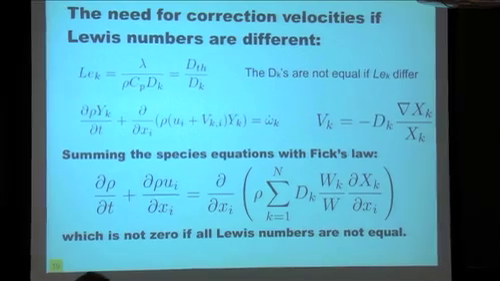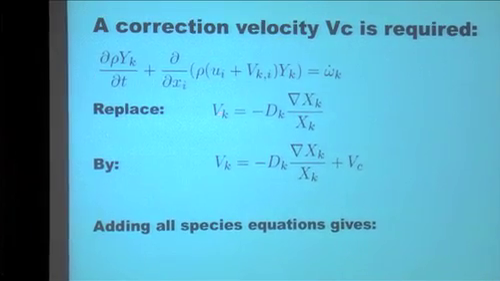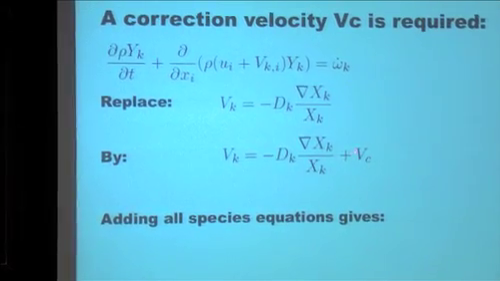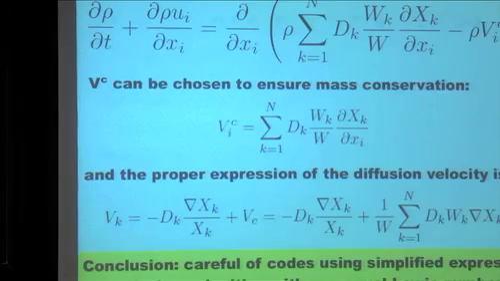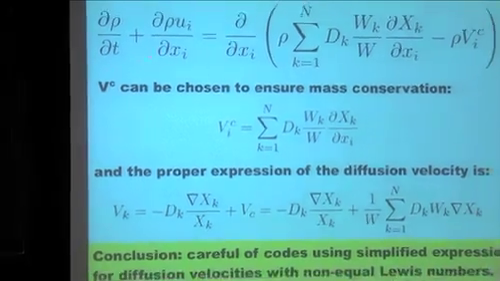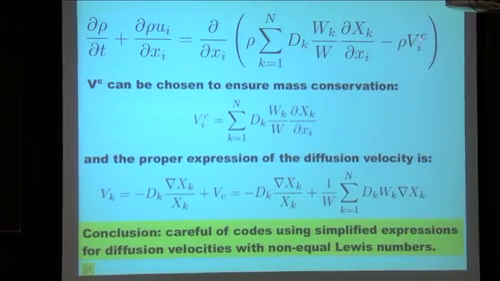And that means that if you write a code and you put different Lewis numbers and you don't do anything special, you're going to lose mass or gain mass, which is, of course, something you cannot do. So how do you fix this problem in most codes? Well, instead of having this expression for the diffusion velocity, you add a correction velocity, Vc. And then you put that again into the species equation and you sum them again, and you will find out that the global mass conservation now has this term on the right-hand side, and you can cancel that term just by choosing the correction velocity.